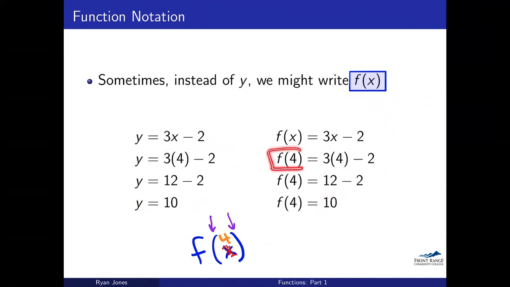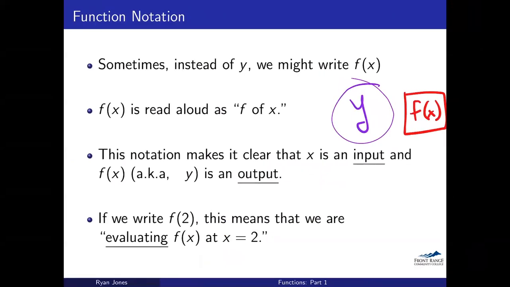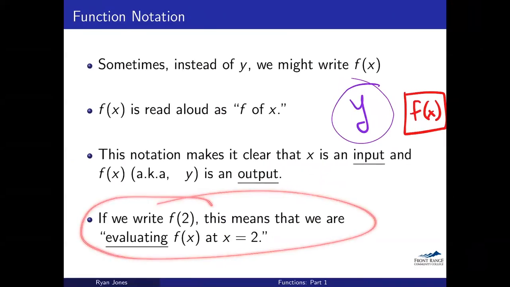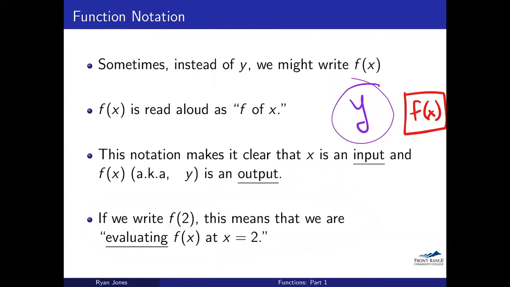And so here, I would read this aloud as f of 4. And when I say, hey, f of 4, that's just me evaluating this line when x is equal to 4. And so I use a slightly different thing here. If I say f of 2, that means that we're evaluating f of x, we're evaluating y, if you will, at x equals 2. And that's just verbally what we would mean by f of 2.